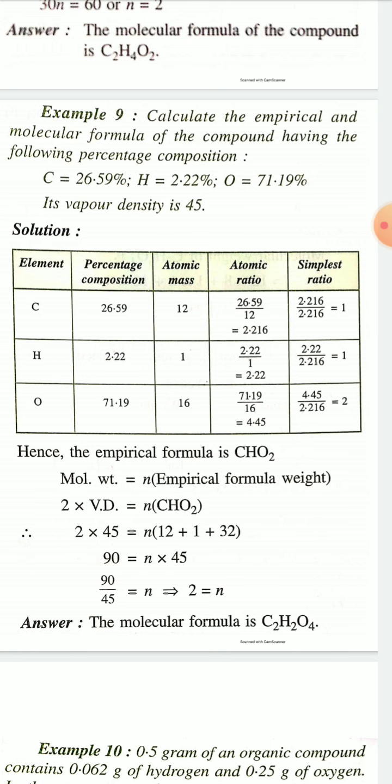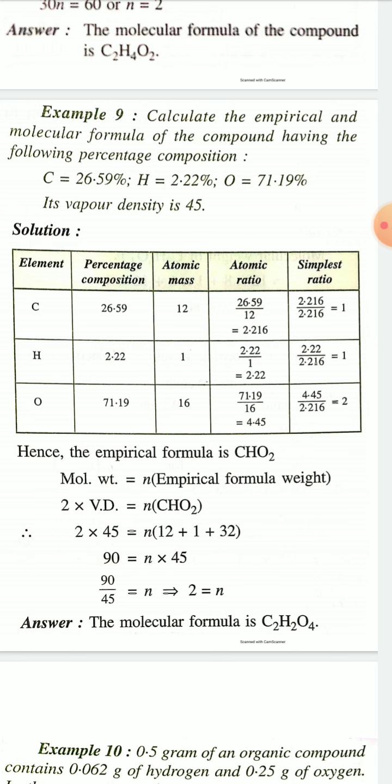So the empirical formula weight of the compound becomes carbon 12 plus hydrogen 1 plus 2 into 16 for oxygen. According to the empirical formula CHO2, that is 12 plus 1 plus 32, that is 45. The empirical formula weight of the compound is 45, and vapor density is given, so the molecular weight of the compound is 2 into vapor density, 2 into 45, that is 90.